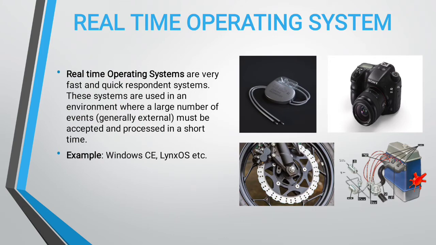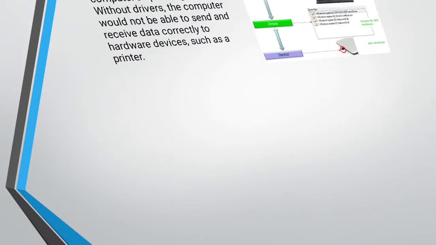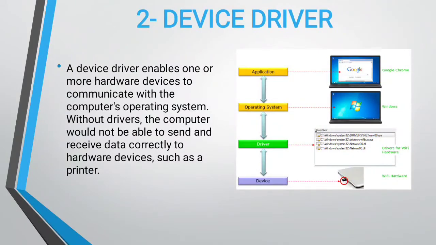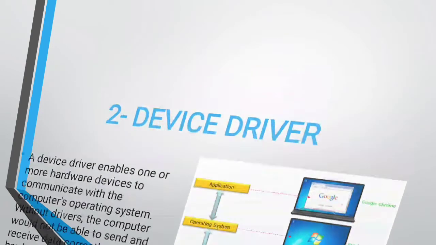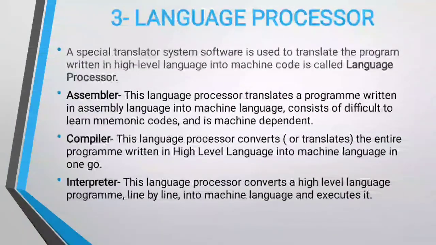Now we'll move to another system software, that is device driver. Children, a device driver is software that enables hardware devices to communicate with the computer's operating system. It means without drivers, the computer would not be able to send and receive data correctly to hardware devices such as a printer.